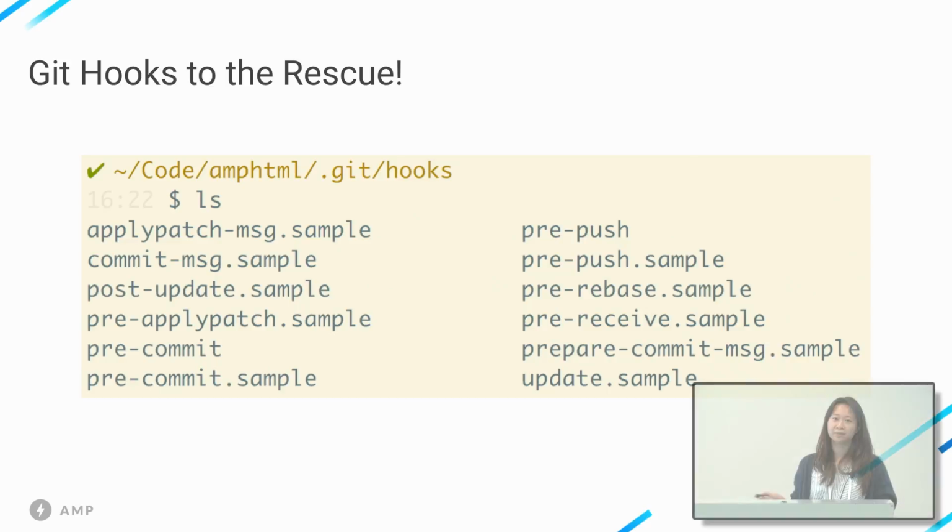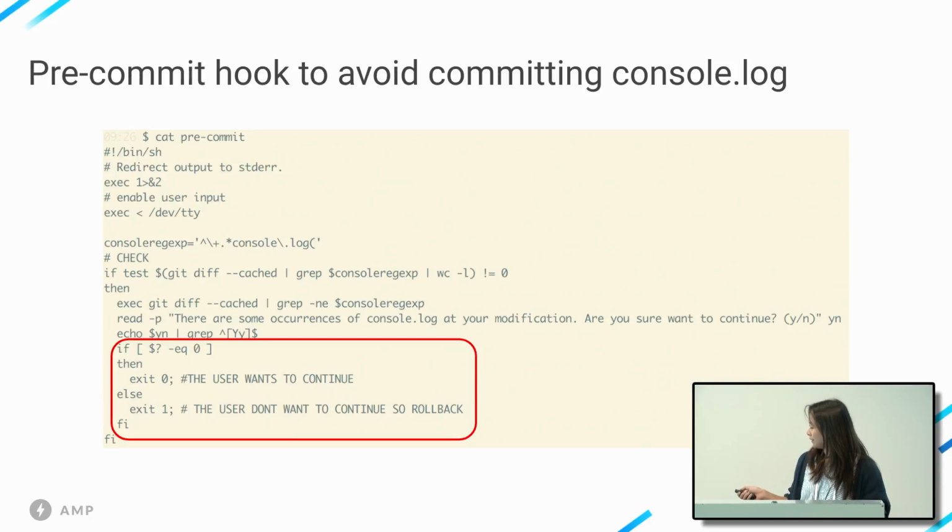So a Git hook is basically just a piece of code that runs before or after. So post is after, pre is before, every single Git action. So for example, I have a pre-commit hook that basically asks me if I actually want to commit any console logs in my current commit. And it looks something like this. So this is just a pre-commit hook to avoid committing console logs, because I write them, I forget to delete them, and then I don't really want to commit them.